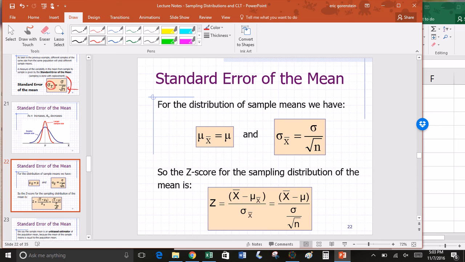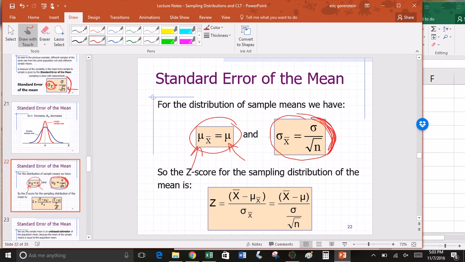So to sum that up, the distribution of sample means has a mean equal to the population mean. That's what this is saying. The mean of the sample means is equal to the population mean. And here, the standard deviation of the sample means is equal to the population standard deviation divided by the square root of n. So as n goes up, sigma sub x bar goes down. Larger sample size means less variation in the distribution of sample statistics, or distribution of sample means.